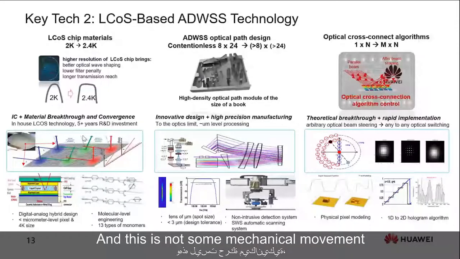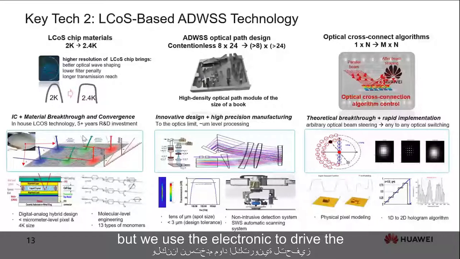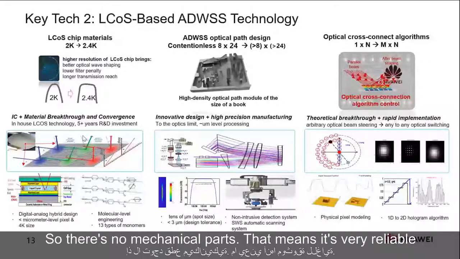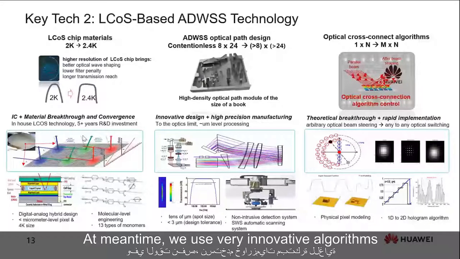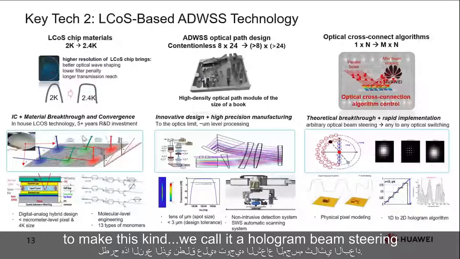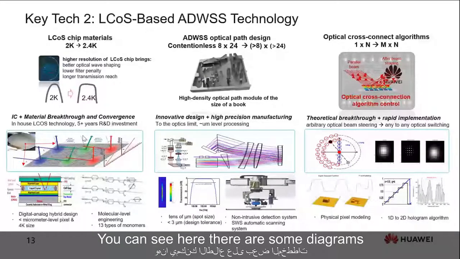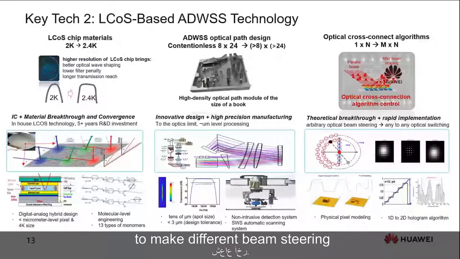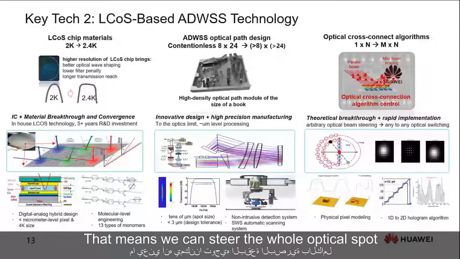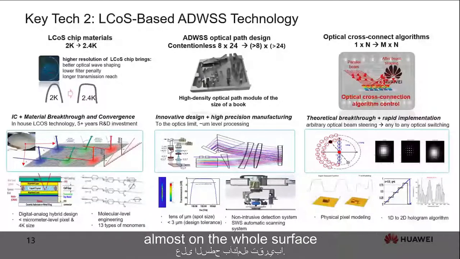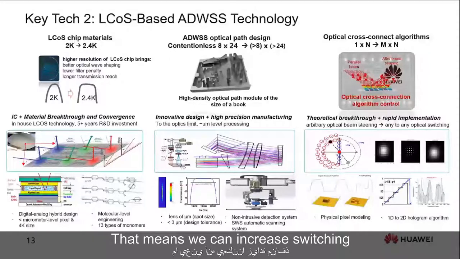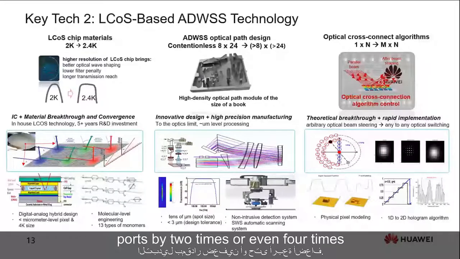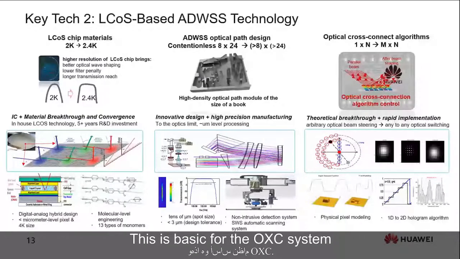We use diffraction to make the beam steering. And this is not some mechanical movement, but we use electronics to drive the phase changes in the liquid crystal. So there are no mechanical parts. That means it is very reliable. And meantime, we use innovative algorithms to make what we call hologram beam steering. So you can see here a diagram showing the phase pattern on the LCOS. We use different phase patterns to make different beam steering. That means we can steer the whole optical spot on the whole surface. That means we can increase the switching ports, even two times and even four times. So this is basic for the OXC system.